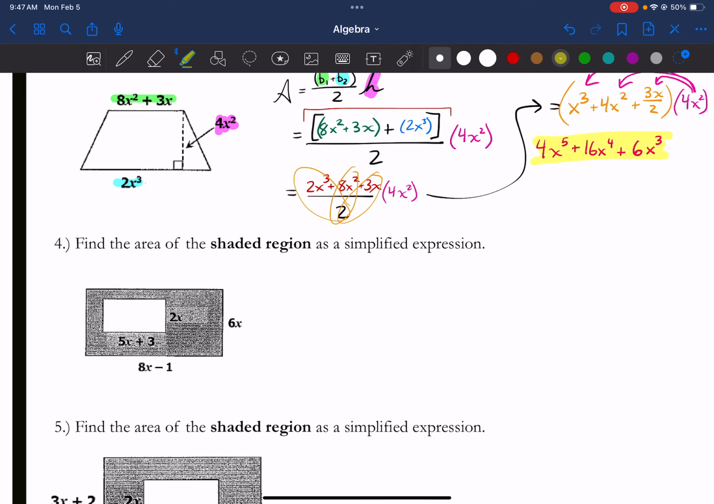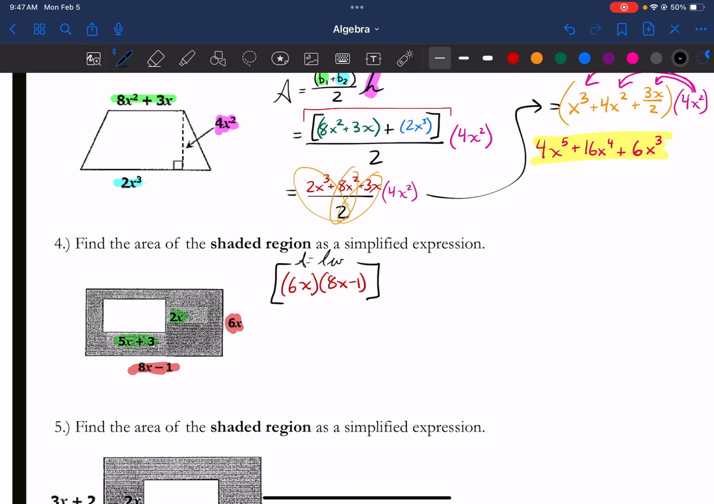For problems like number 4 and 5, you have to remember that the area of a rectangle is length times width. I'm going to take these separately, the big one and then the small one. Essentially what you're doing is finding the shaded region by finding the area of the larger rectangle, which in this case is 6x times 8x minus 1. And I'm going to put these in parentheses because I need to find that entire area, right? Area equals length times width.